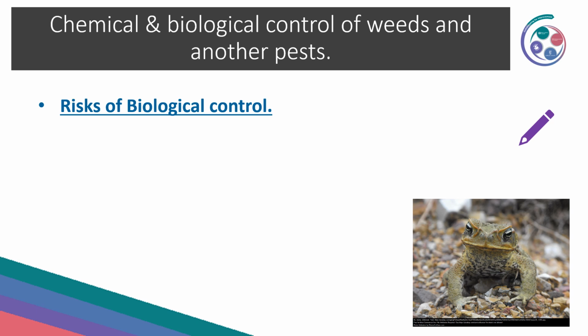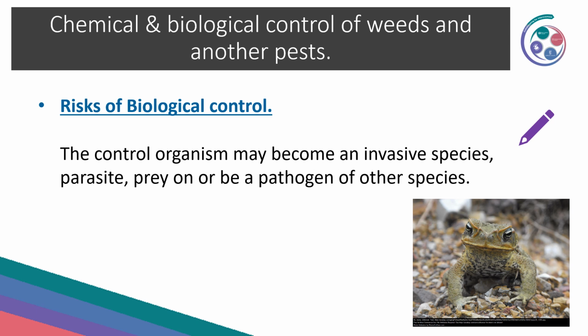But biological control isn't entirely foolproof. Biological control comes with a level of risk, which can see the control organism become an invasive species, become a parasite of another species, prey on another species, or become a pathogen of another species. An example of this is the cane toad in Australia, which was introduced as a natural predator of the cane beetle, which was destroying sugarcane plants. However, this cane toad has now completely taken over Australia and is now a predator of the majority of species in Australia's wildlife.